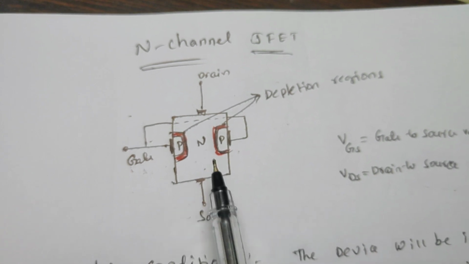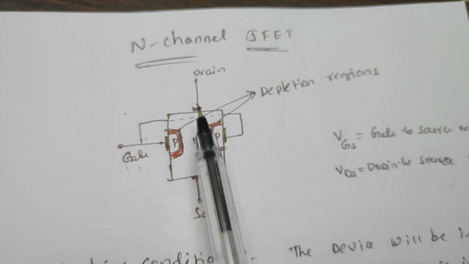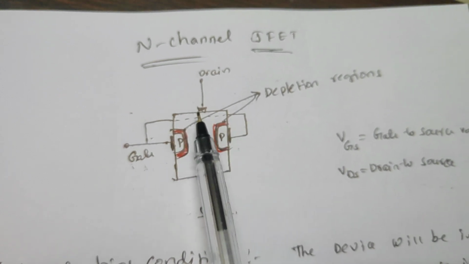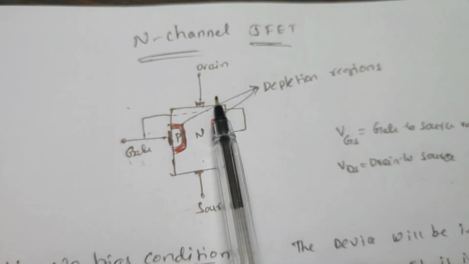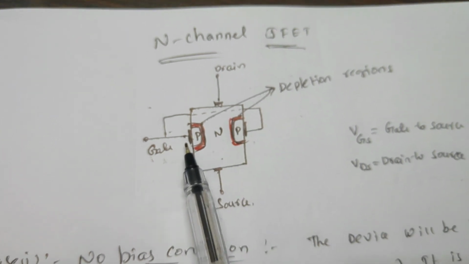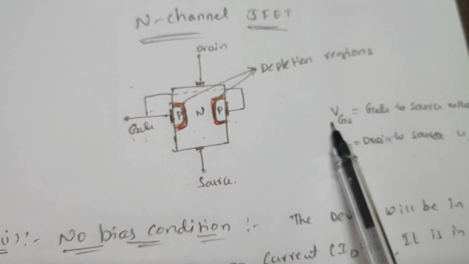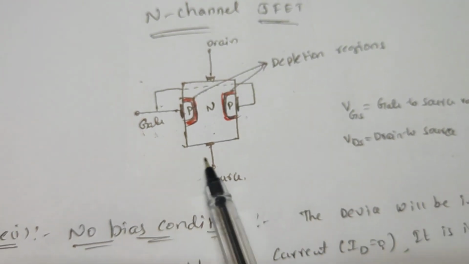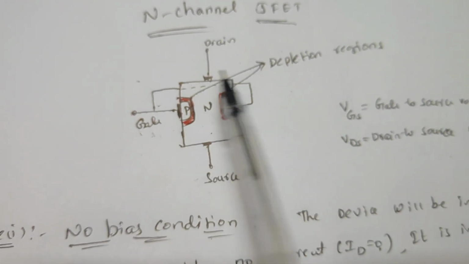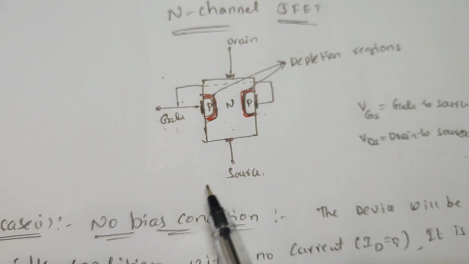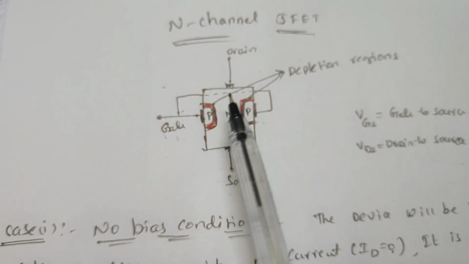Here the majority charge carriers are electrons, so the majority charge carriers always enter the bar through the source terminal and always leave the bar through the drain terminal. To know the basic operation of this N-channel JFET, I am considering two voltages. One is the gate to source voltage, the input terminal, and the other is the drain to source voltage, the output terminal. Depending upon these two voltages, we explain the operation of this N-channel JFET.